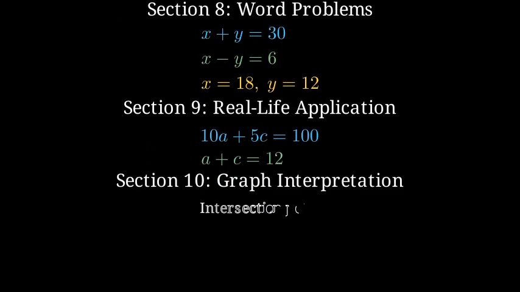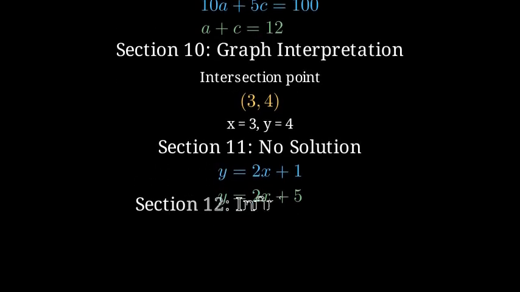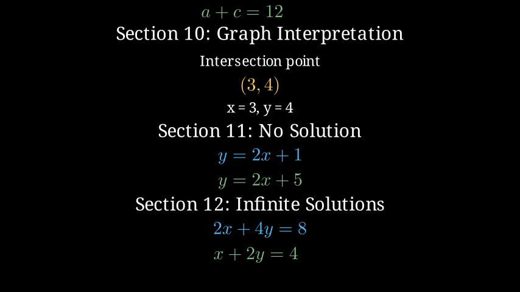Graph interpretation is simple. The intersection point is the answer. If the graph shows 3, 4, then x is 3 and y is 4. No solution case. y equals 2x plus 1 and y equals 2x plus 5. Same slope, different intercepts. The lines are parallel, so they never meet. Infinite solutions case. 2x plus 4y equals 8 and x plus 2y equals 4. These are the same equation, so every point on the line works.